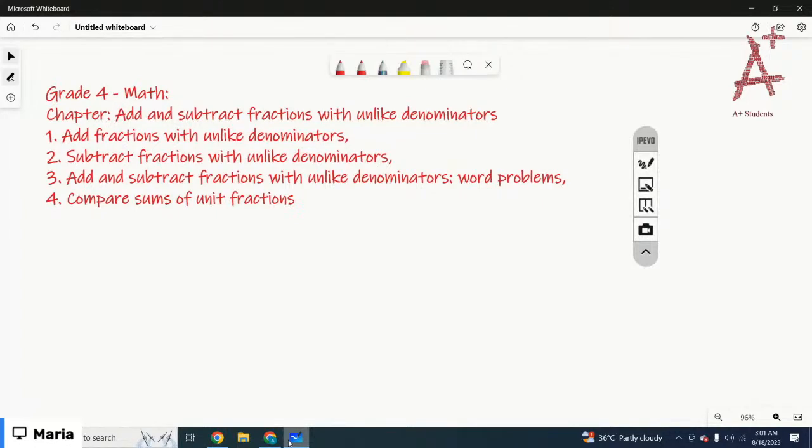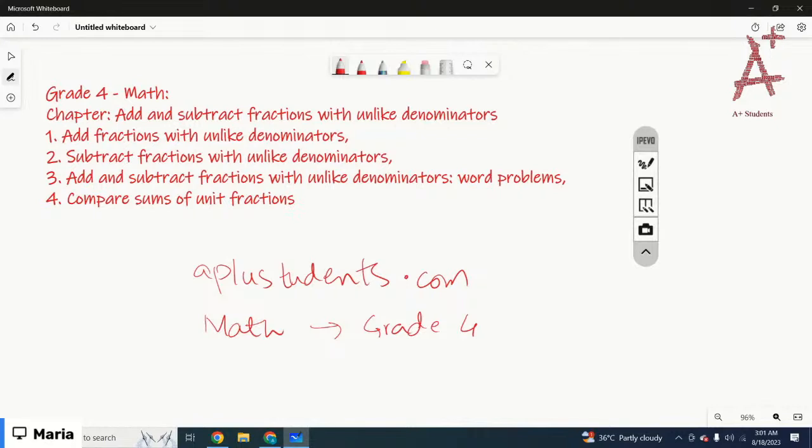We are here for grade 4 math. You can find all the lessons on aplusstudents.com. You have to log in there using your email address, and the password is provided by the administrator. Then you have to select math from the subject tab, scroll down to grade 4, and then click on view all lessons.